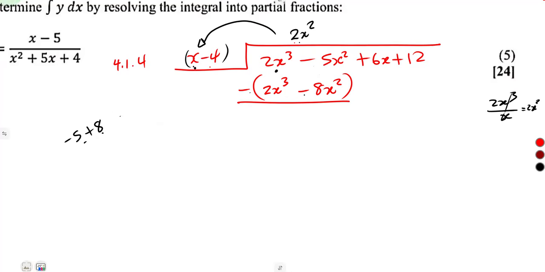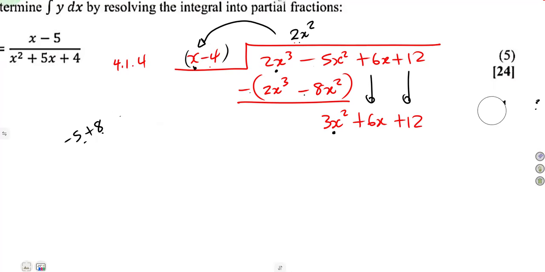And that's going to give us what? A 3. So this is 3x squared. Then you must drop the remaining terms, plus 6x plus 12, as they are. All right, so this is what you have.